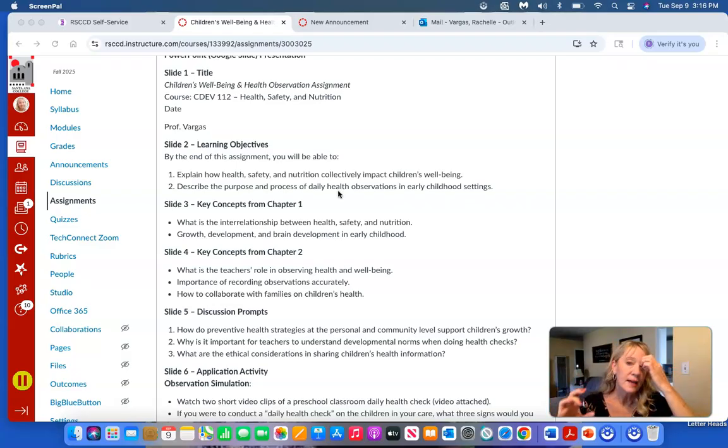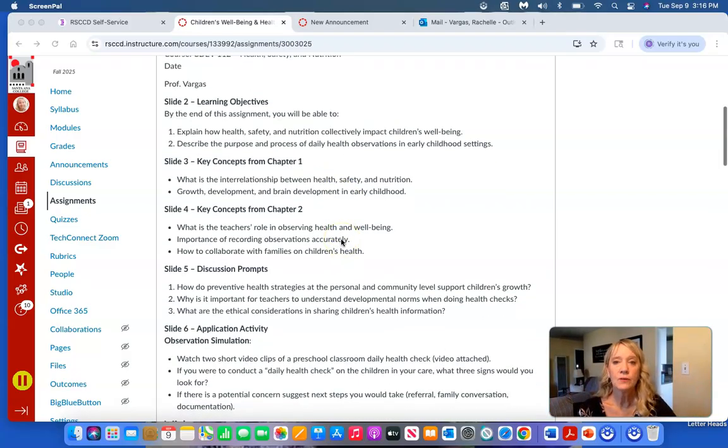Then slide 3 will be the key concepts from chapter 1. You're going to look at chapter 1 and answer that question. You can put the question and answer on the PowerPoint if you like, or just the answer. It's up to you. Be creative with the PowerPoint. Use pictures or the template that they have. It's not that many, it's only really 5, and then the title page.